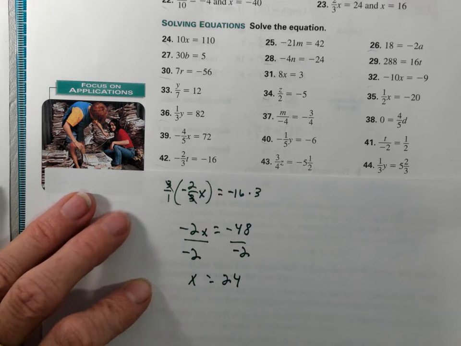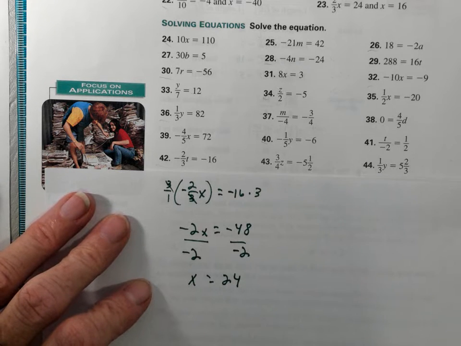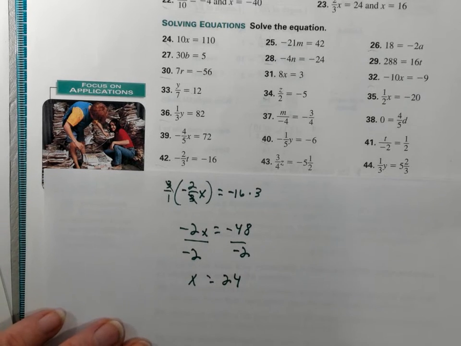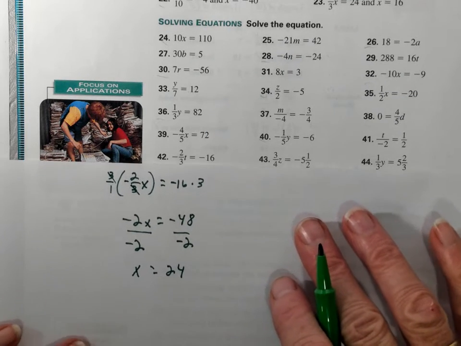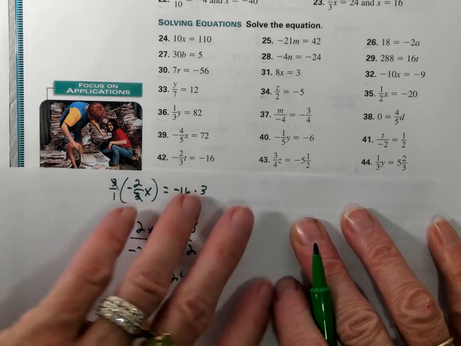Okay, very good. Now, that's how I would do that one. You can multiply by -3 over 2 at the same time, but it's up to you. But that's how I like to do them. So down here, you got 3/4 z equals -5.5.